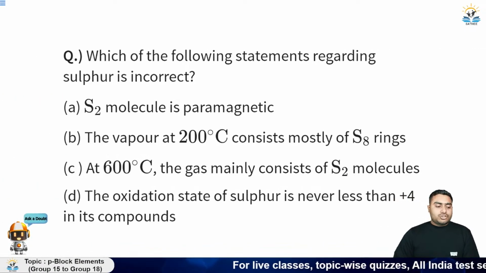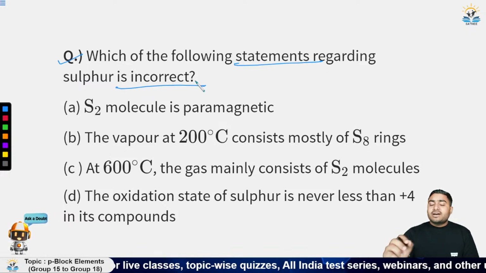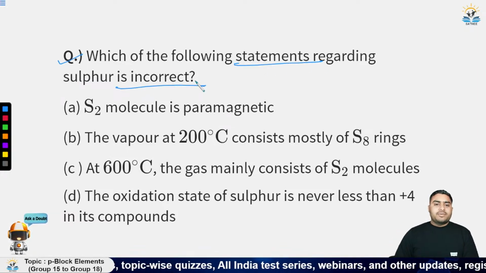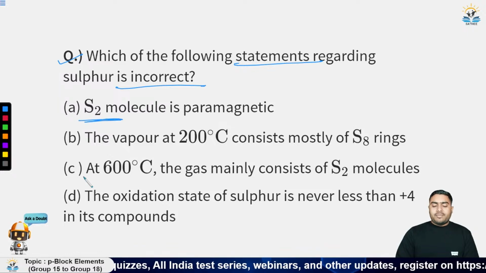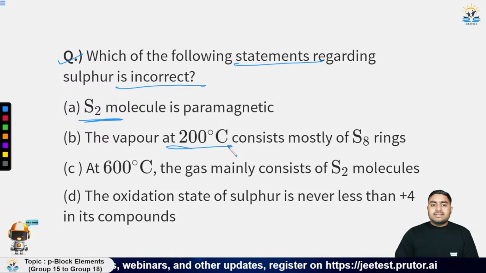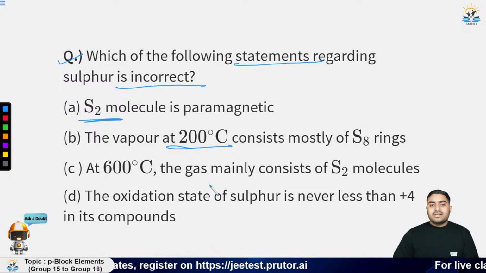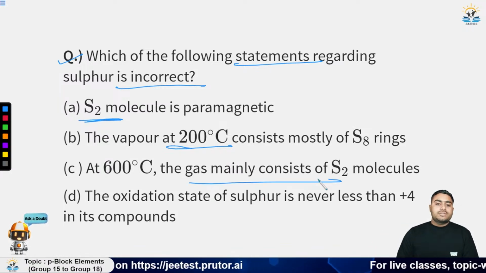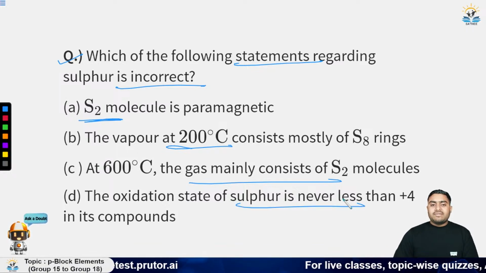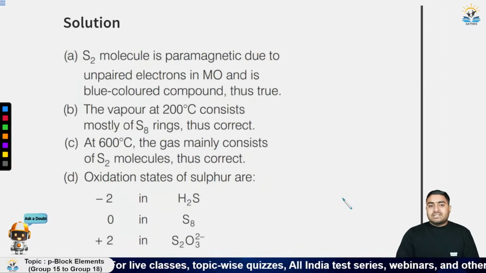Let's discuss the next question. Which of the following statements regarding sulfur is incorrect? Again, you have to find the incorrect statement. S2 molecule is paramagnetic. The vapor at 200 degrees Celsius consists mostly of S8 rings. At 600 degrees Celsius, the gas mainly consists of S2 molecules, and the oxidation state of sulfur is never less than +4 in its compounds. So you have to always remember the temperatures as well.